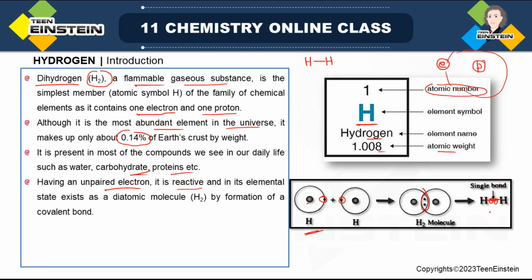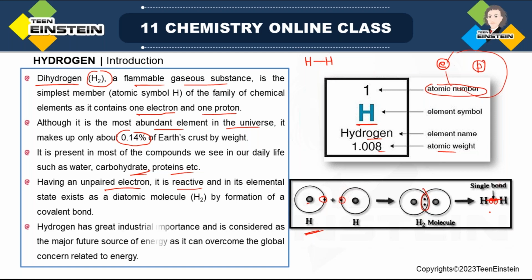Fine. Now why is there a separate chapter based on hydrogen? There must be some significance for it, and that is why there is a separate chapter. It has great industrial importance, and from the most important application point of view, it is the major future source of energy.